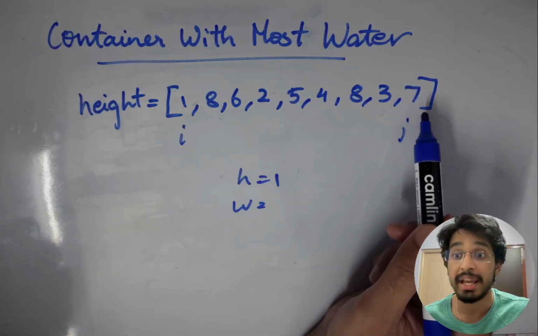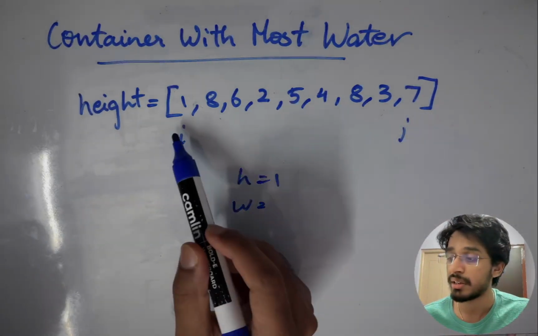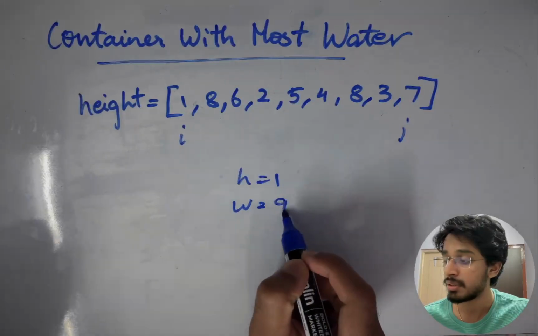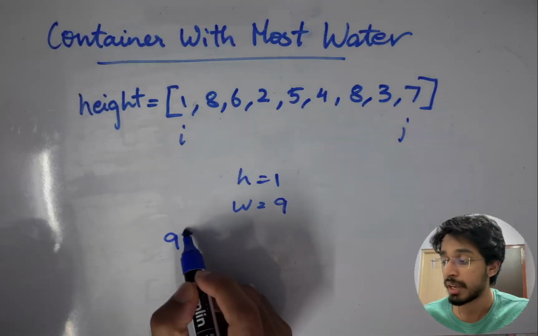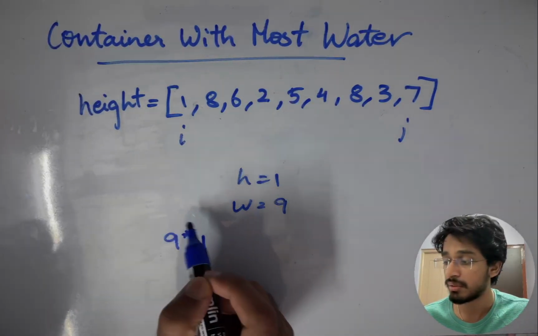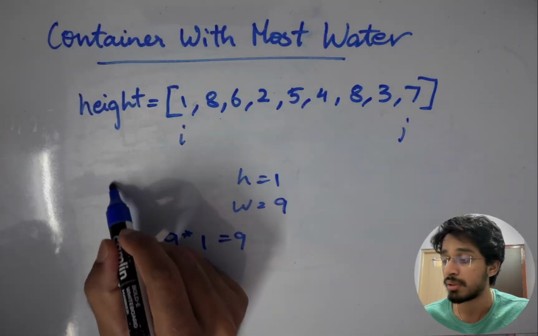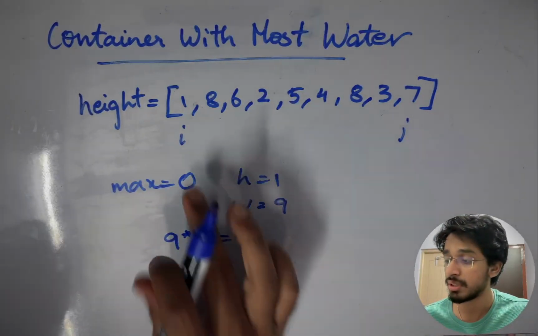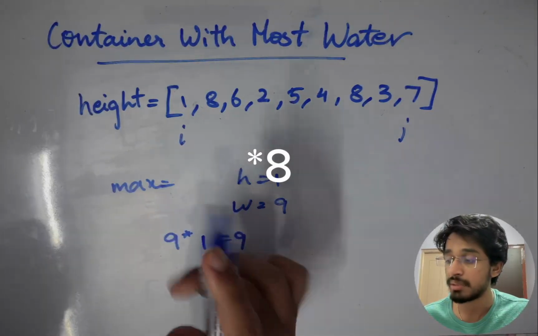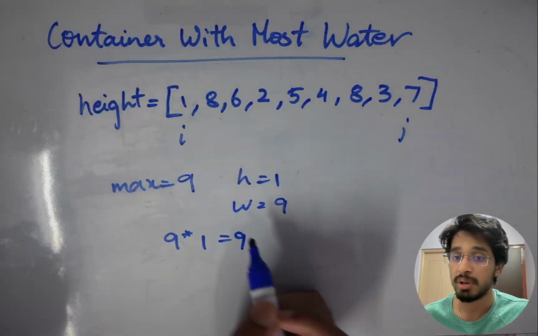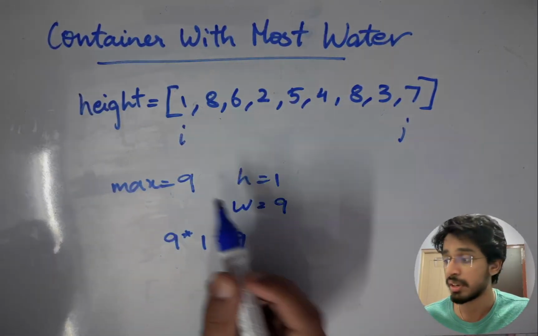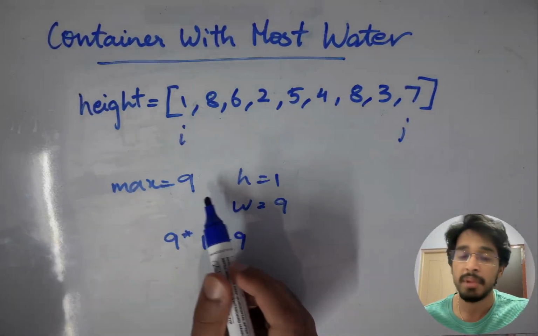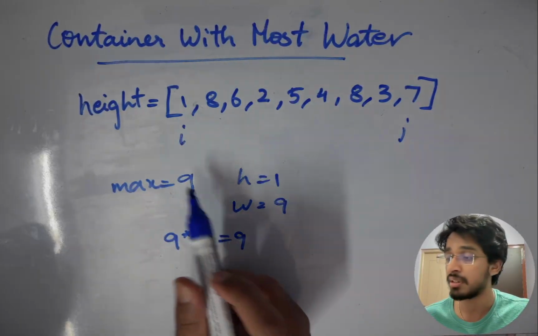So j is at the 9th index, right? So we need to subtract 0 from that. So 9 minus 0 becomes 9. So we multiply 9 by 1, and we update the max value. Here also we'll have a max variable. Initially it will be 0, and we update this to the maximum value. So here it becomes 9, because 9 is greater than 0. If anything is greater than the max, we update that. If not, we let it be the same. Okay, so we have done the first iteration.